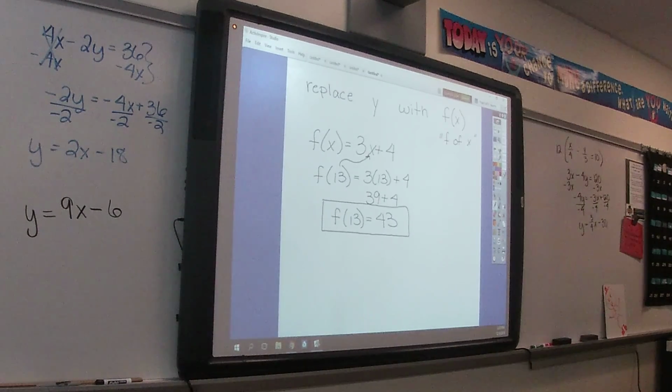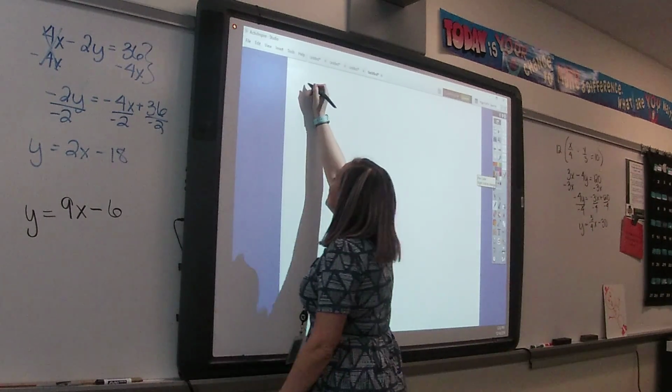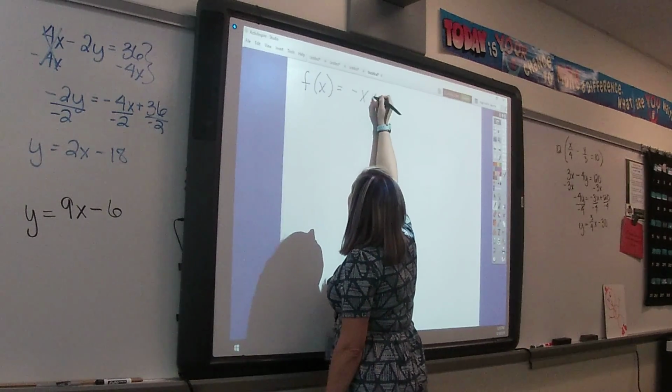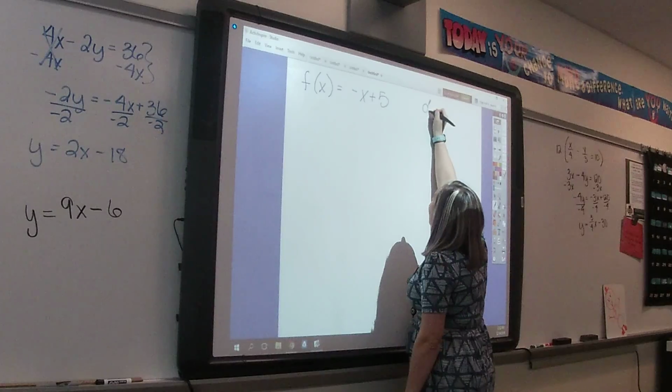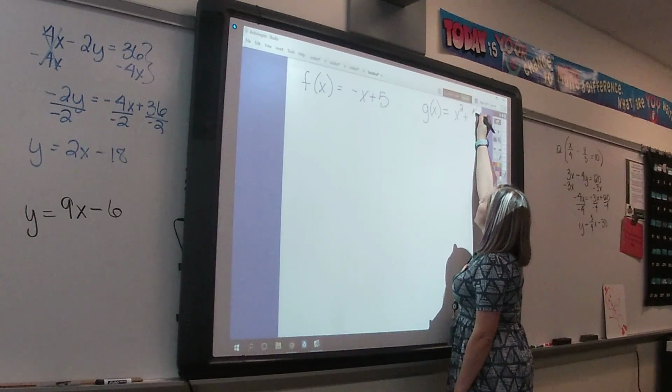We are going to get a little bit more to that extreme piece as we go, but right now we're just going to stay on the simplified version and not necessarily worry too much about that real world piece quite yet. But let's say I have something like f of x equals negative x plus 5, and g of x equals x squared plus 5x.